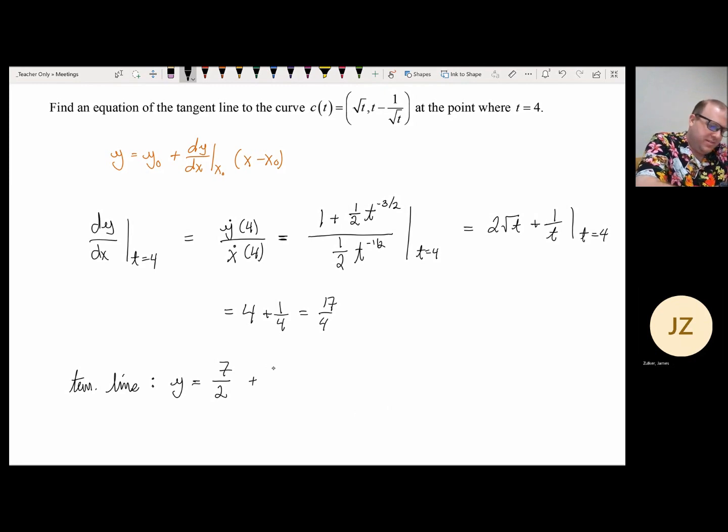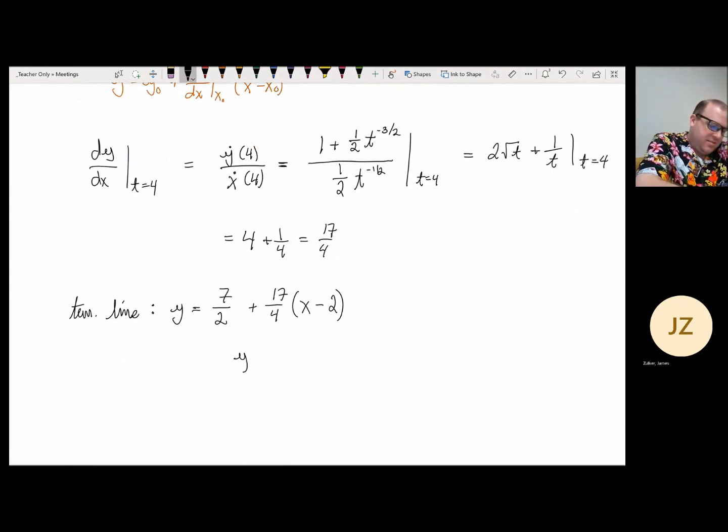Plus our slope. What is x naught? 2. Now we just simplify that. Seven halves minus 17/2 is minus 5. There's our tangent line at the point given by t equals 4.